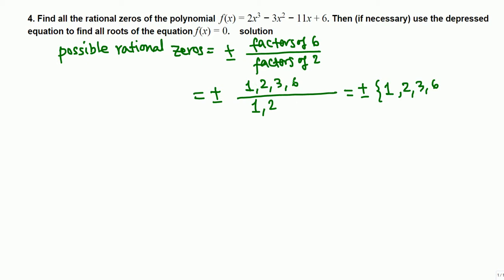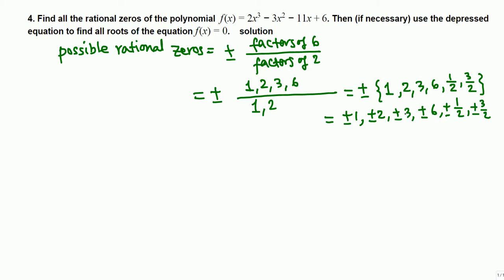Now let's divide these four numbers by 2: 1/2, 2 over 2 is 1, already there, don't have to write, 3 over 2, and 6 over 2 is 3, which is already there. So this list contains plus or minus 1, plus or minus 2, plus or minus 3, plus or minus 6, plus or minus 1/2, plus or minus 3/2.